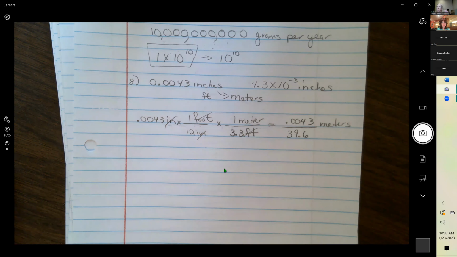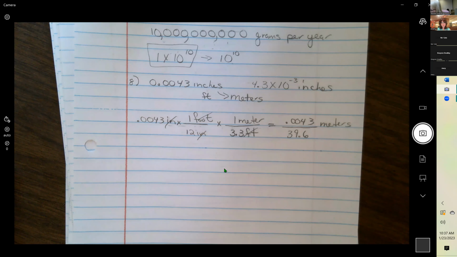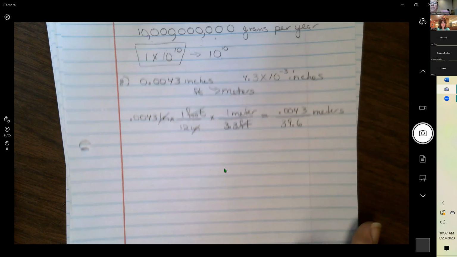If you're comfortable multiplying across first and then dividing, we could do that. The other ones had all ones on the bottom, so I didn't worry about it. And it put it in scientific notation already for me.